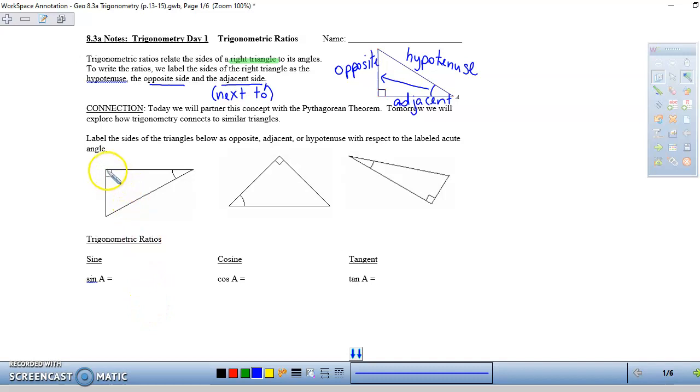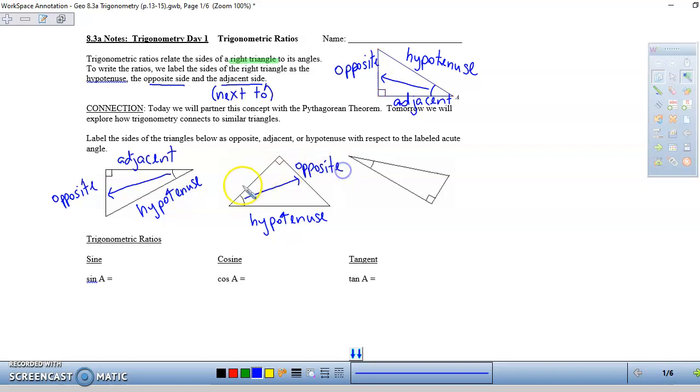Okay, welcome back. So right angle, across the right angle here is the hypotenuse. The angle that's labeled across is called the opposite. And then the side that's remaining is the adjacent. Okay, again, across from the right angle is always the hypotenuse. Here's the angle that's labeled, opposite that is the opposite side, and then the other remaining side is adjacent.